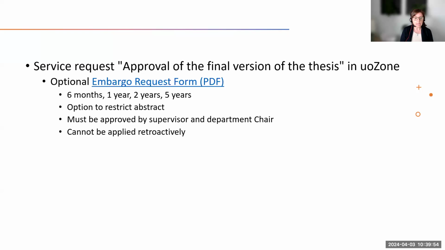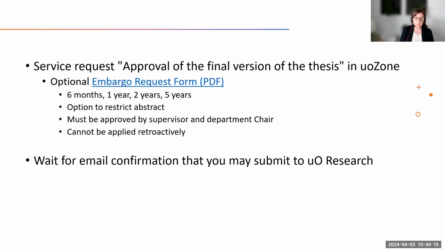In order to delay access to your thesis, you will need to complete and sign an embargo request form and have this approved by both your supervisor and the department chair. And you will submit that form along with your thesis using the same service request above, approval of the final version of your thesis.